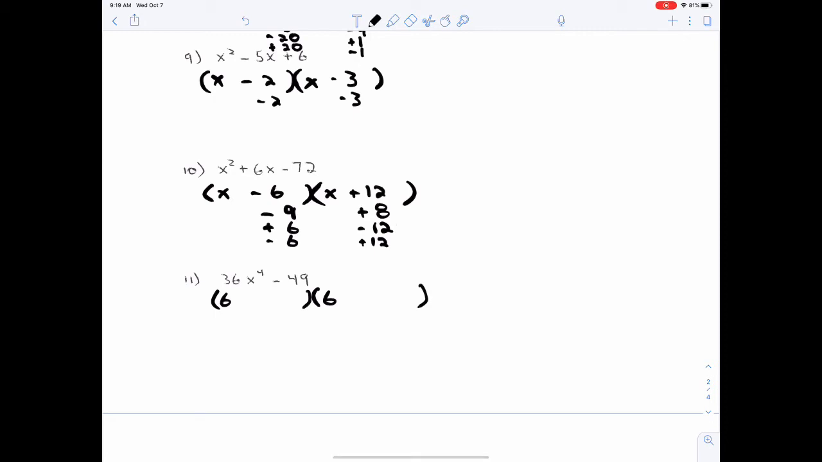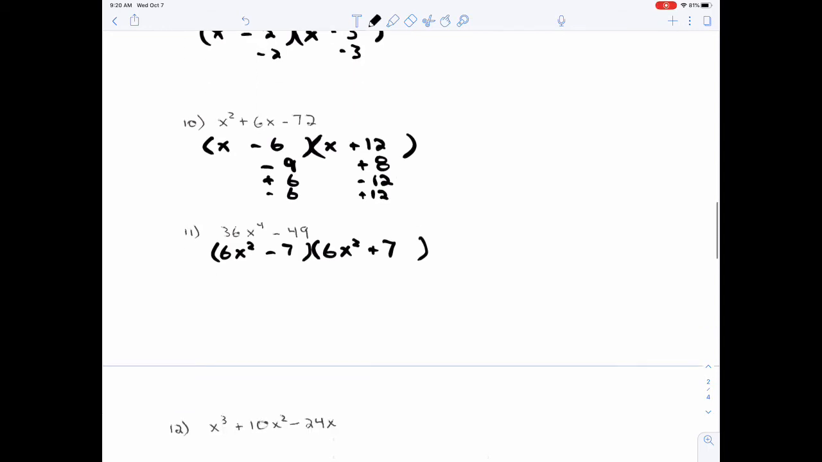Because this is a difference of two squares, what times itself will give you x to the 4th? x squared times x squared. What times what will give you 49? Negative 7 and plus 7. Will that give you nothing in the middle? Yes, if you multiply, you get negative 42 and positive 42. That gives you 0, or nothing, in the middle.